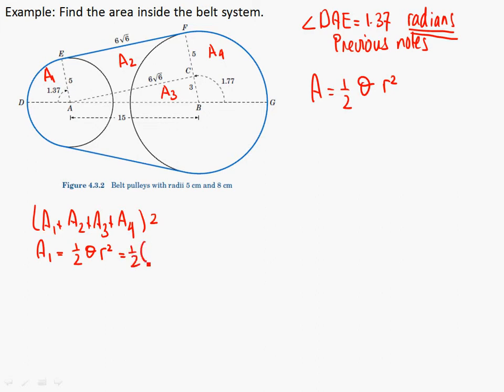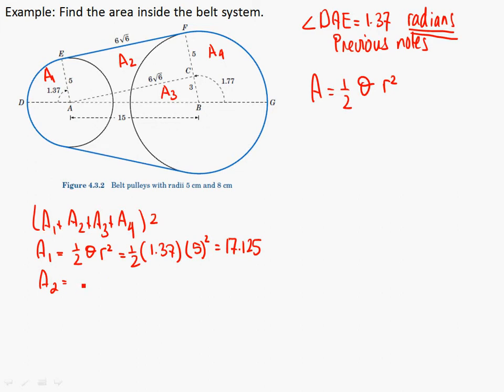Well, I hope so. Do I have everything that I need for area 1? Well, the half is given. The angle is 1.37. The radius is... Okay. Get a calculator. And if you do that, you should have 17.125. How do you find area 2?